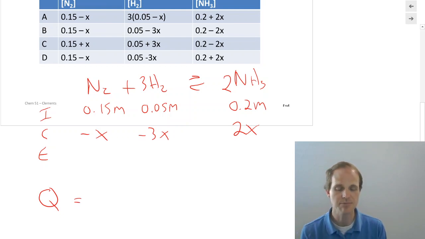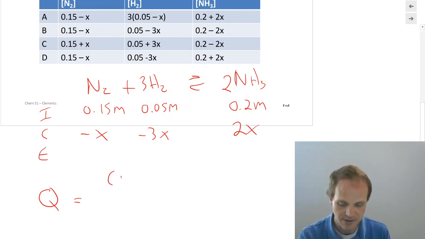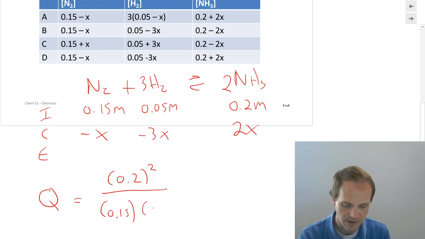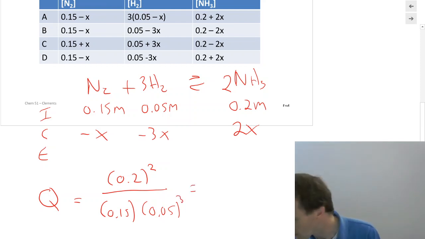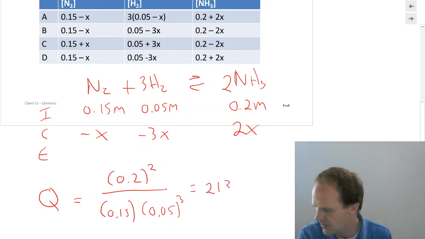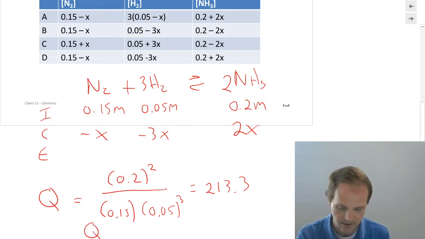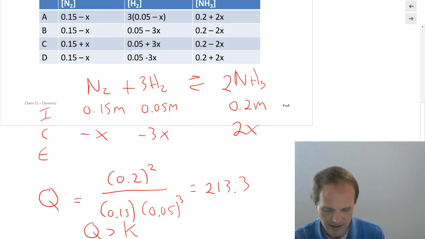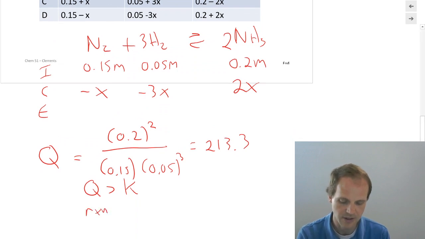Q just says, hey, let's plug our current concentrations into our equilibrium expression and compare that to the value of K. And so we get 0.2 squared over 0.15 times 0.05 cubed. It's got to be a cubed. And what do you get when you do that? You get that Q is 213.3. So Q is greater than K. And if Q is greater than K, the reaction shifts, you remember? Left. The reaction shifts left.